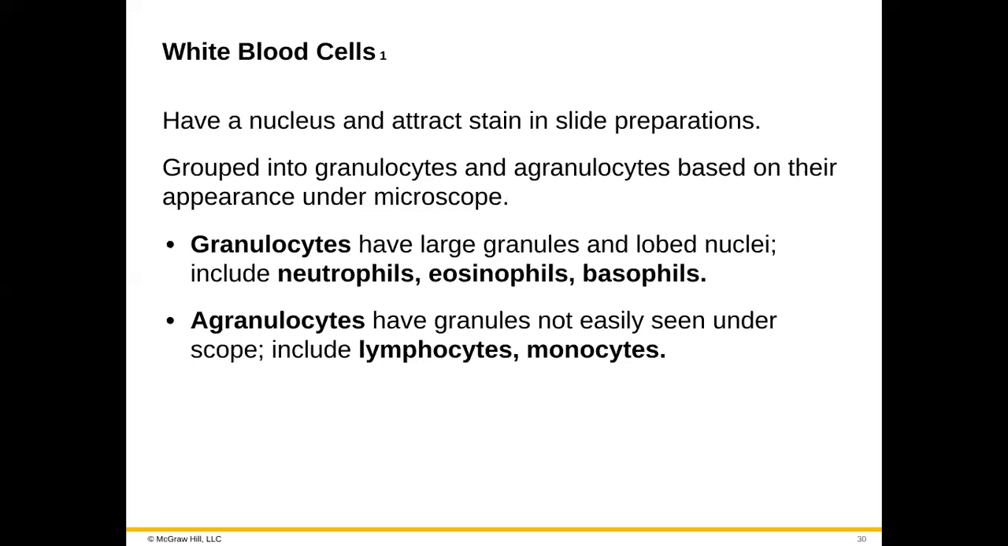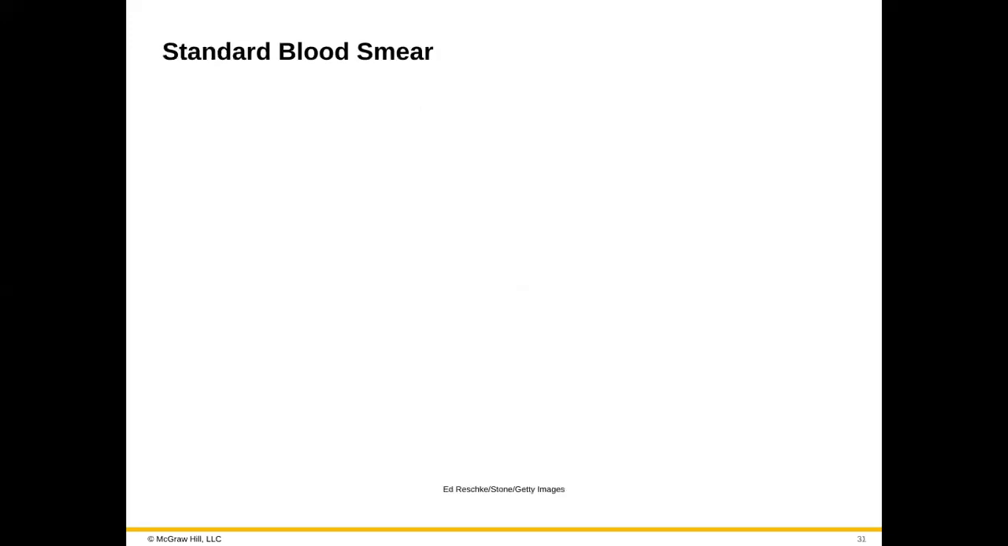So now talking about white blood cells. White blood cells have a nucleus and attract stain in slide preparations when we're looking at them histologically. We'll group them into granulocytes and agranulocytes based on their appearance under a microscope. We already talked about how granulocytes typically have large granules and lobed nuclei, and these will be your eosinophils, neutrophils, and basophils, whereas the agranulocytes, it doesn't necessarily mean that they don't have granules. They're just not as easily seen under a microscope. And these will be your lymphocytes and monocytes.